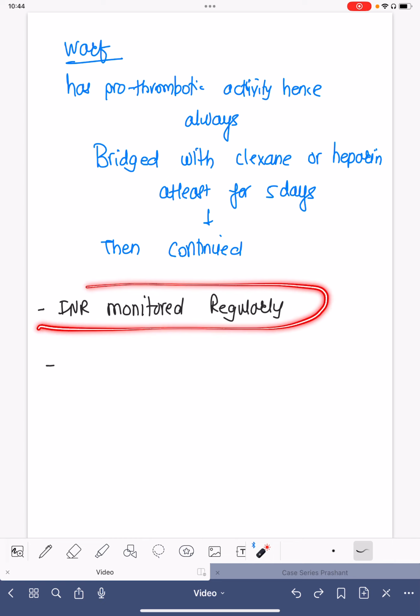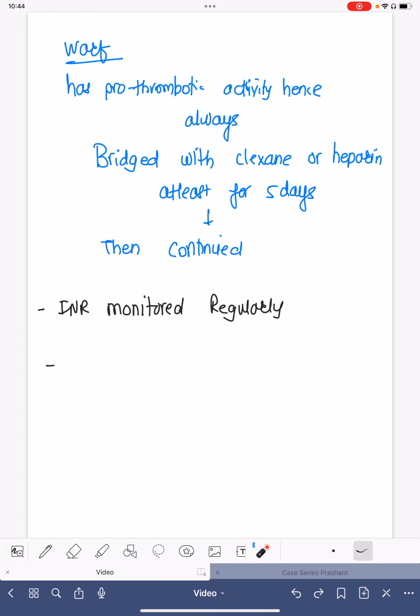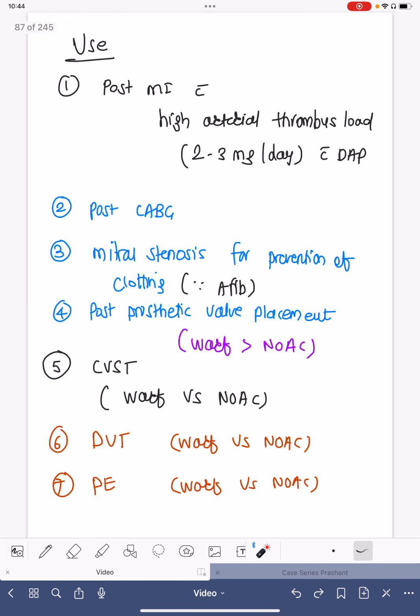Thereafter, warfarin has to be monitored very regularly, preferably every 7 days for a month or two, and then once a month when the INR is very stable. Regarding usage, after a heart attack, after MI, whenever the patient has a very high arterial thrombus load, only then is warfarin given, very commonly in a very low dose, like 1 milligram to 2 milligram.